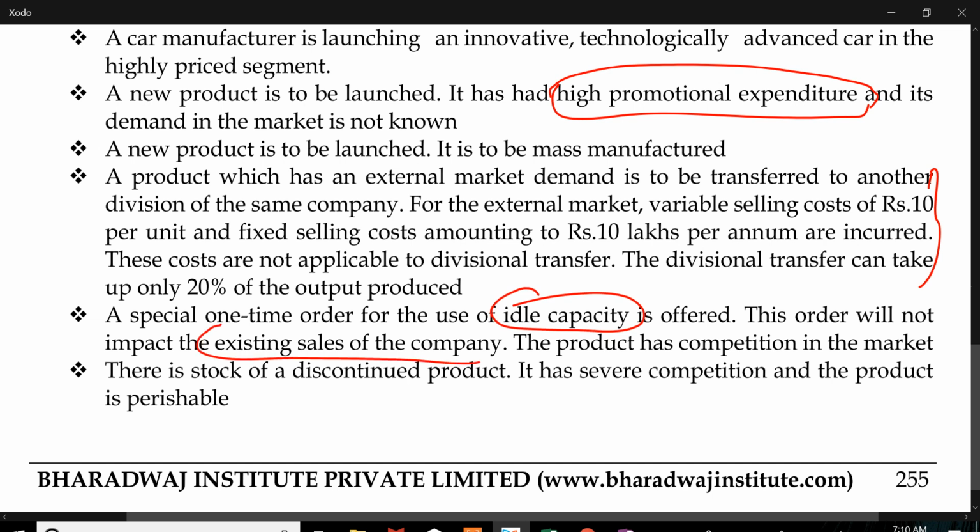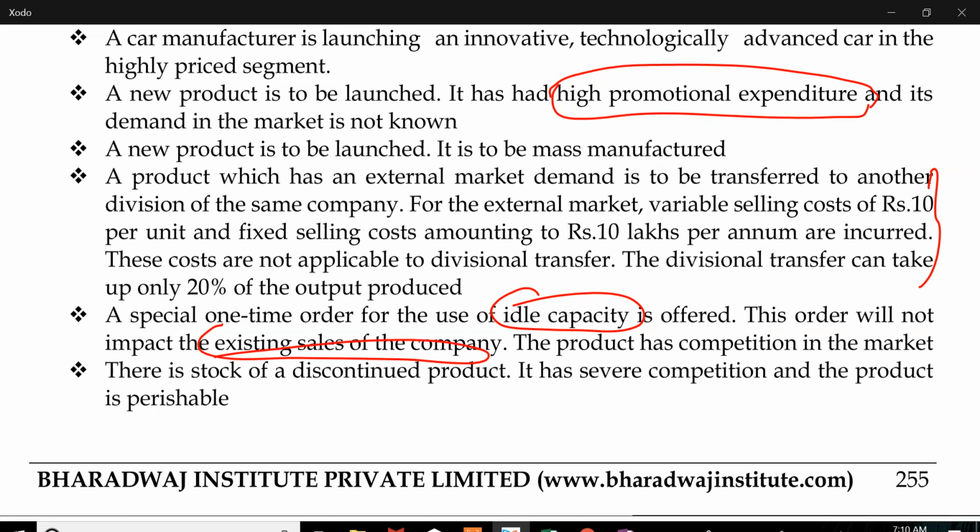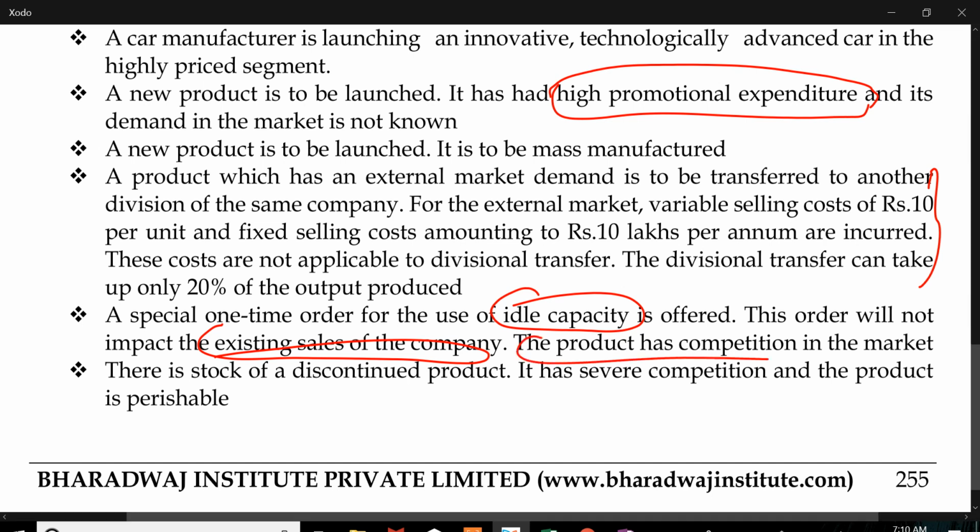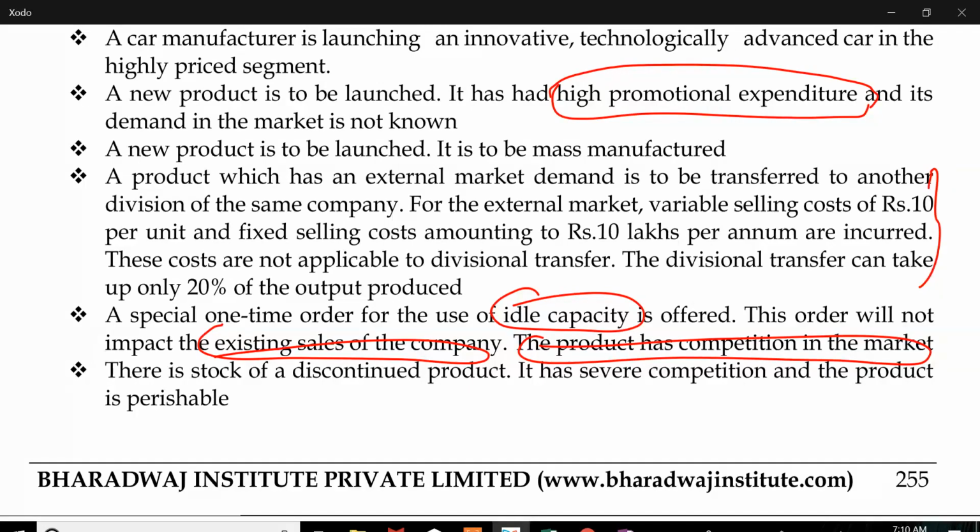The order will not impact the existing sales, because you have been selling at 20 rupees and suddenly you sell some product at 16 rupees, the market will get disturbed. So they are saying it will not impact the existing sales. The product has competition in the market, so what I practically will do is variable cost plus some margin, not the full cost, because costing will add fixed overheads also, but all those are irrelevant for us.